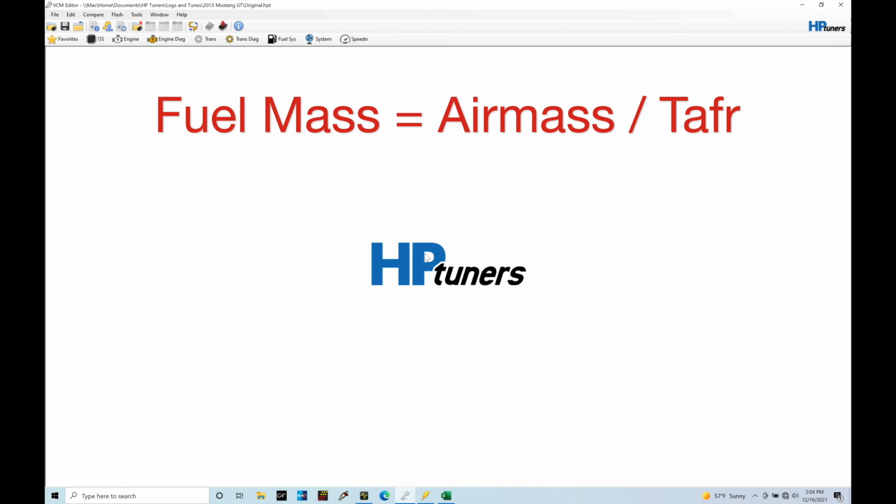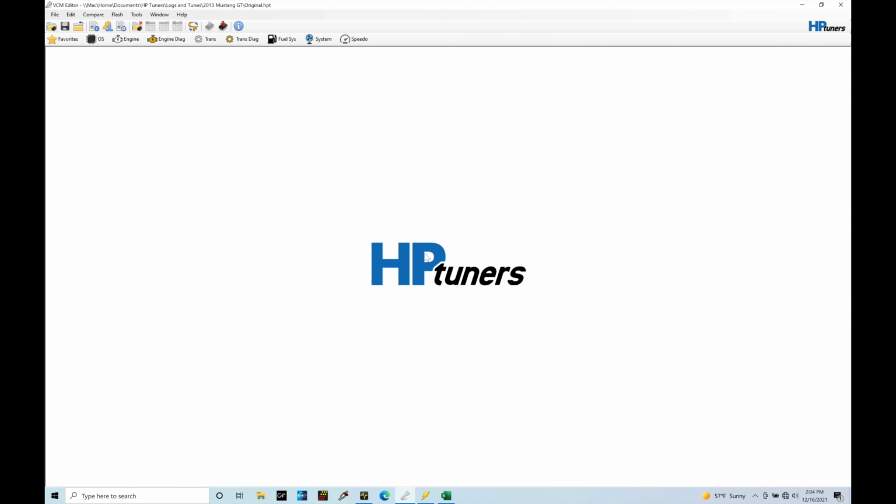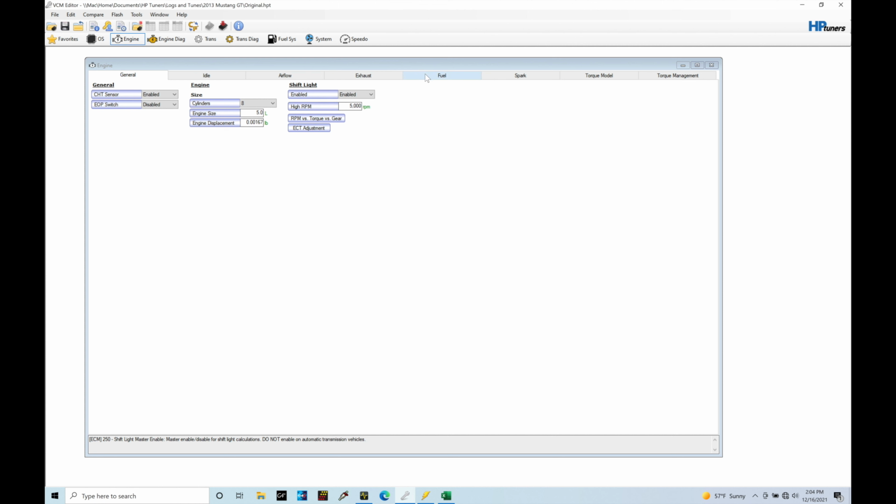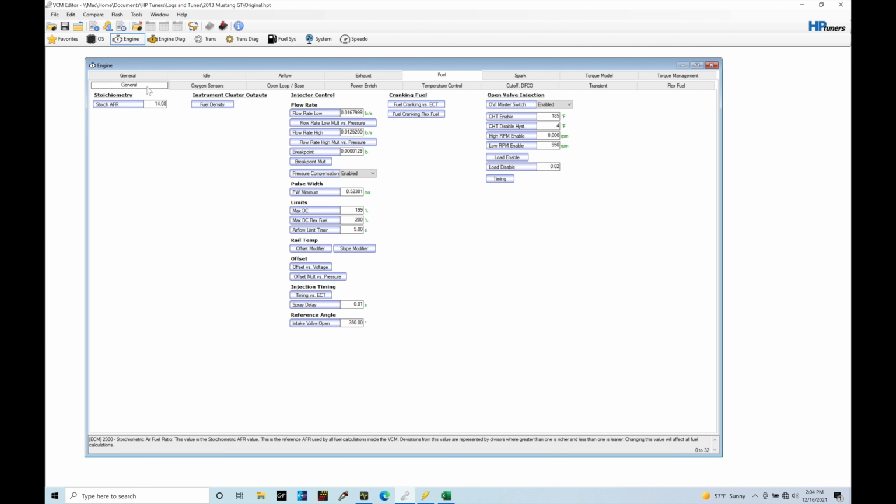All right, so now that we've covered the basics of understanding that we have a fuel mass into an injector pulse width type of conversion going on, let's jump in here and take a look at the tables associated with programming our injector data. I have a 2013 Mustang GT stock file that I'm going to be opening. Go here to Engine, jump in here to Fuel, and go here into General. We're going to have an area here called injector control.